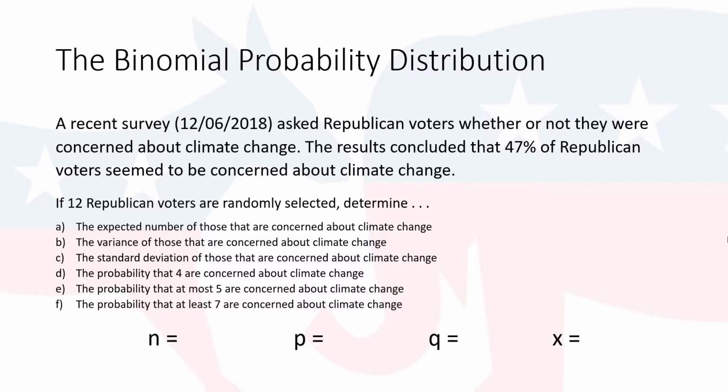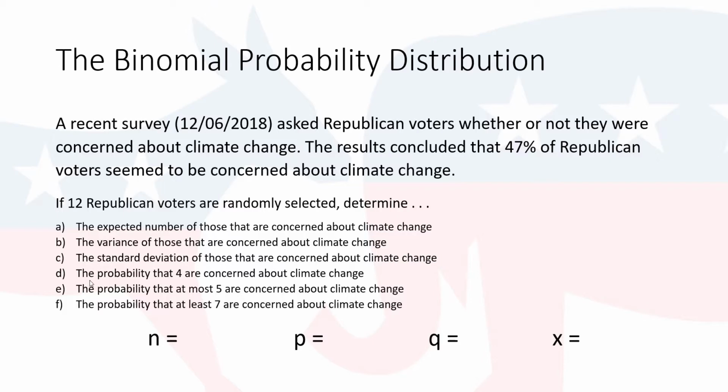A recent survey asked Republican voters whether or not they were concerned about climate change. The results concluded that 47% of Republican voters seemed to be concerned about climate change. If 12 Republican voters are randomly selected, determine the expected number of those that are concerned about climate change. Well, the expected value is simply n times p, and we'll get to that on a spreadsheet. The variance of those that are concerned about climate change, and we can calculate A, B, and C very easily on a spreadsheet, so we'll come back to those.